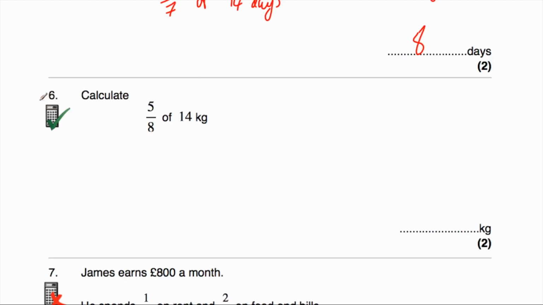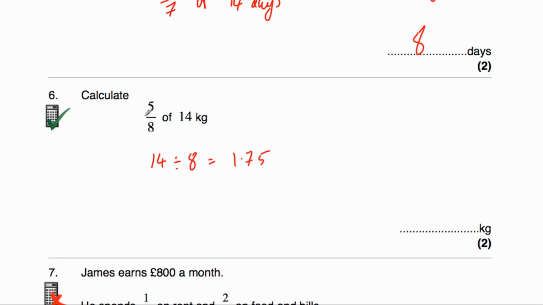Okay, let's have a look at our next question, question number 6. So question number 6 says, calculate 5/8 of 14 kilograms. So we want to work out 5/8 of 14 kilograms. So we're going to divide by the bottom, divide by the denominator. So we're going to do 14 divided by 8. And it's a calculator question, so that's great. So 14 divided by 8 would be 1.75 kilograms.